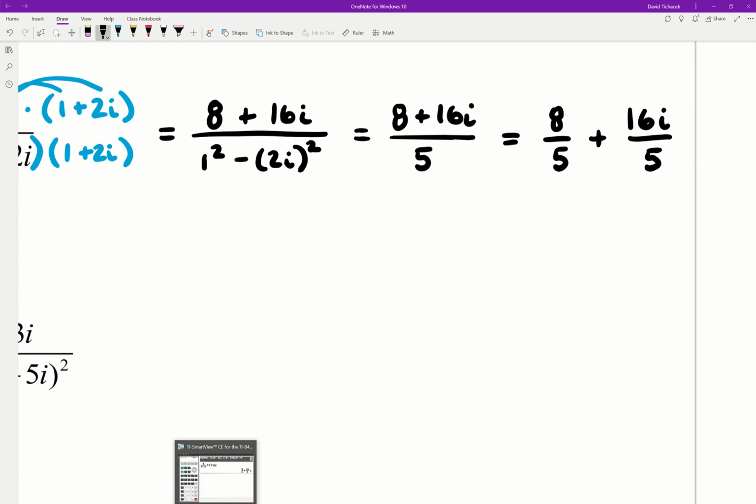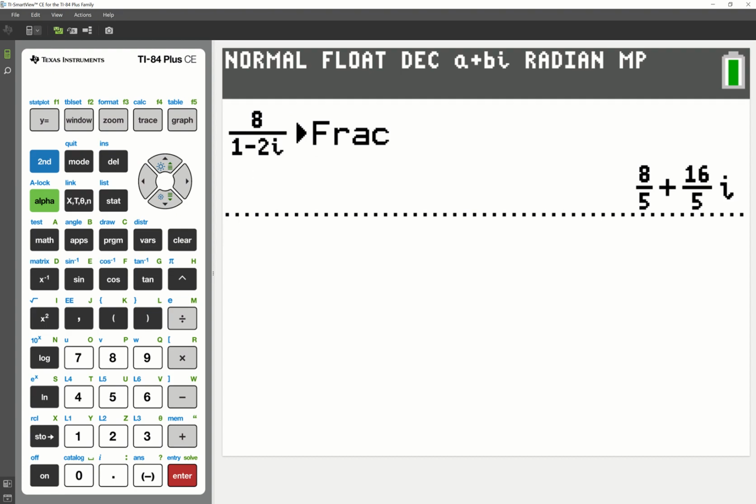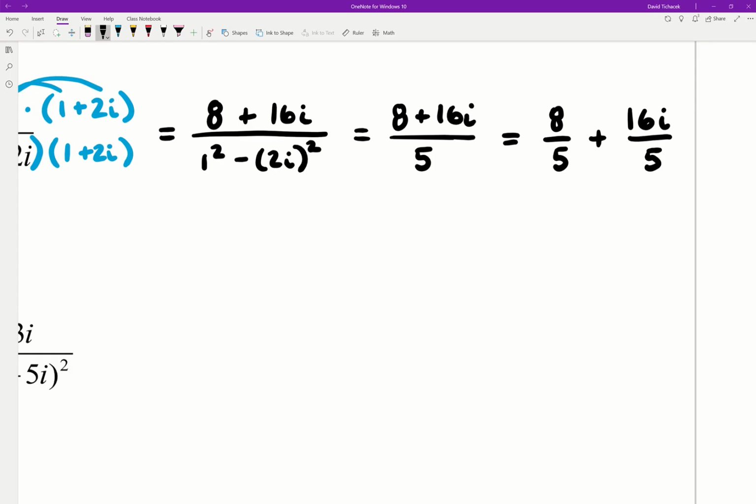And you notice how else the calculator put this out is that instead of i being on top of the fraction, 16 over 5, they put it next to it. They put it on the side. And that would actually be equivalent to having it in the top there.